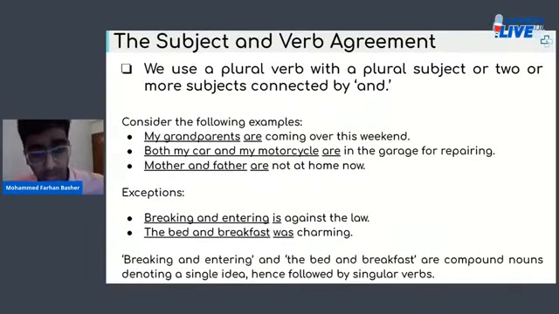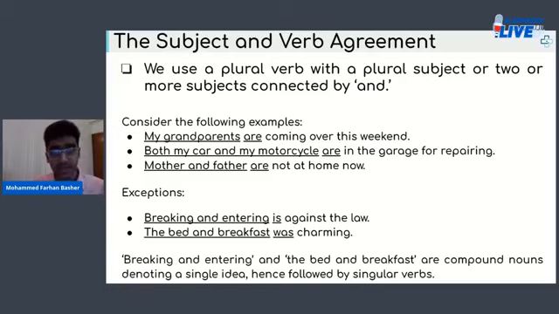My grandparents are coming over this weekend. Both my car and my motorcycle are in the garage for repairing. Mother and father are not at home now.